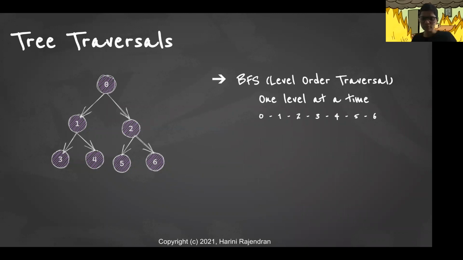And there's also one more traversal. It's called breadth first search, or we also call it level order traversal. Here we go breadth-wise, like we first visit 0, which is on the topmost level, and then we'll visit all the elements on the next level, level 1, which is 1 and 2, and then all the elements on level 2, which is 3, 4, 5, and 6. So the level order traversal or the breadth first search of this tree would be 0, 1, 2, 3, 4, 5, 6.